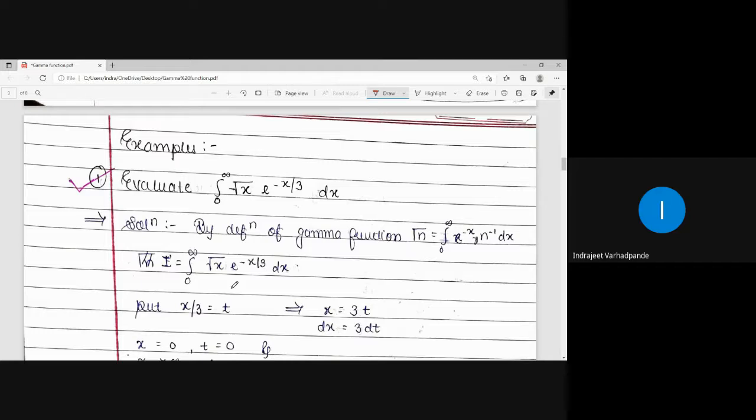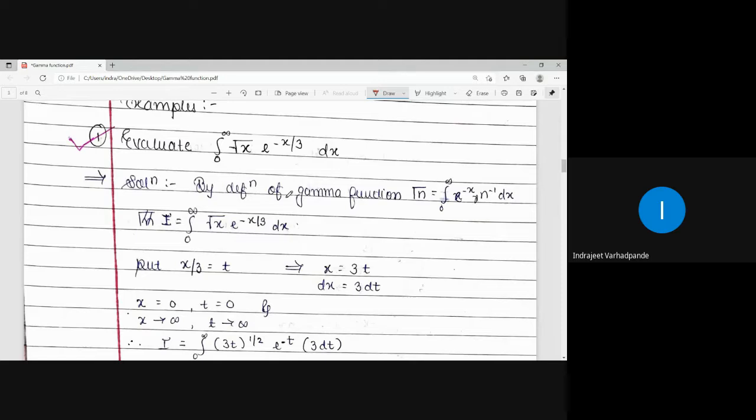Moreover, there exists a certain power of x and the other term in the product is e to the power minus x. We can easily adjust the term by proper substitution and fit it into the definition of the gamma function. So the very first example wherein we come across the integral between 0 to infinity is root x into e to the power minus x by 3.